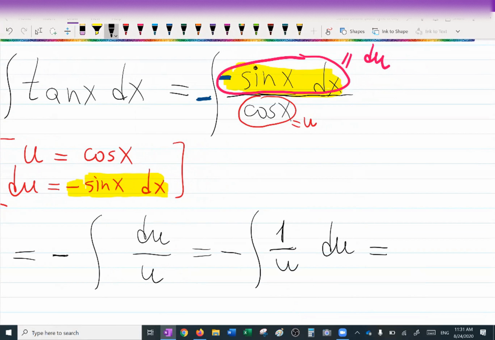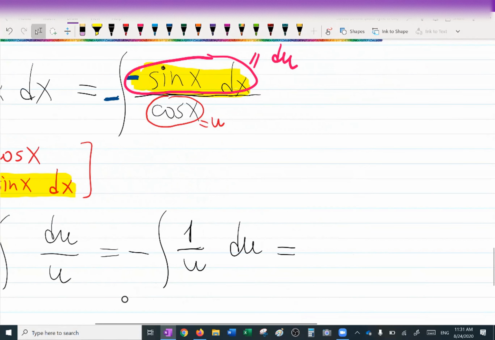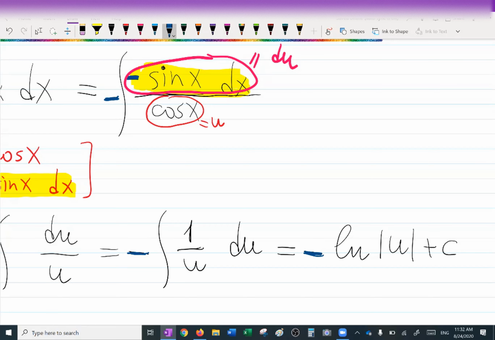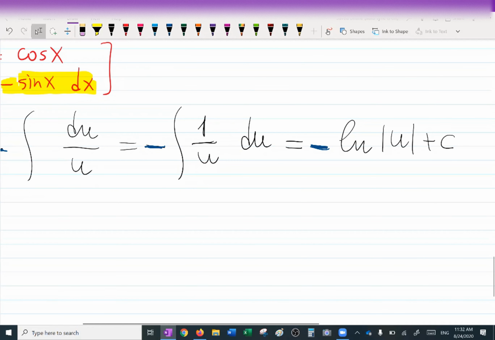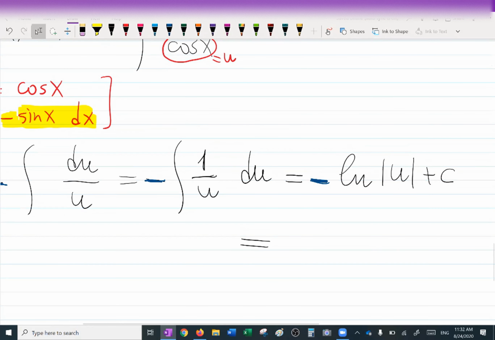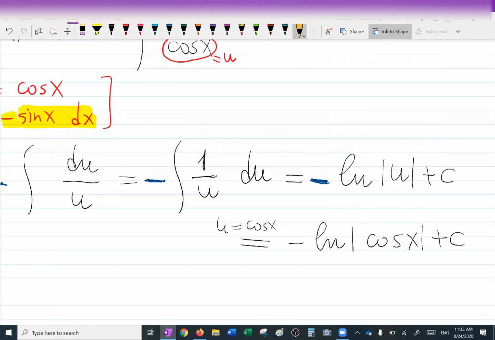I reviewed it in lecture 0. What is the integral of 1 over u? Natural log of absolute value u plus c, with negative in front of it. You can put it all in blue color if you want, because that's the one we made. Now remember, what is your u? Finally, I will just jump into the result right away. U is cosine. So the answer will be minus natural log absolute value, because log doesn't exist for negatives and 0, so absolute value is important. Cosine x plus c, and that's the answer.